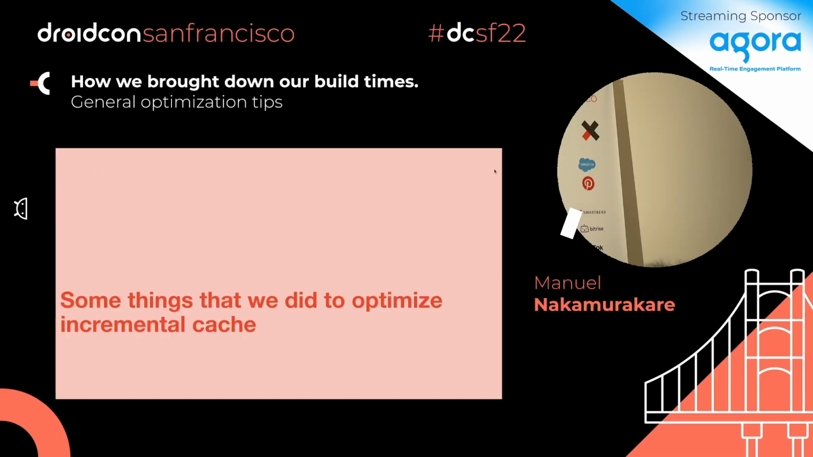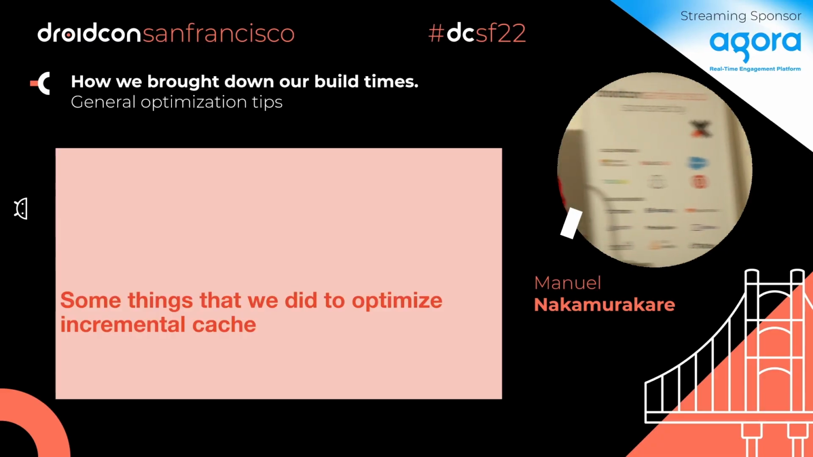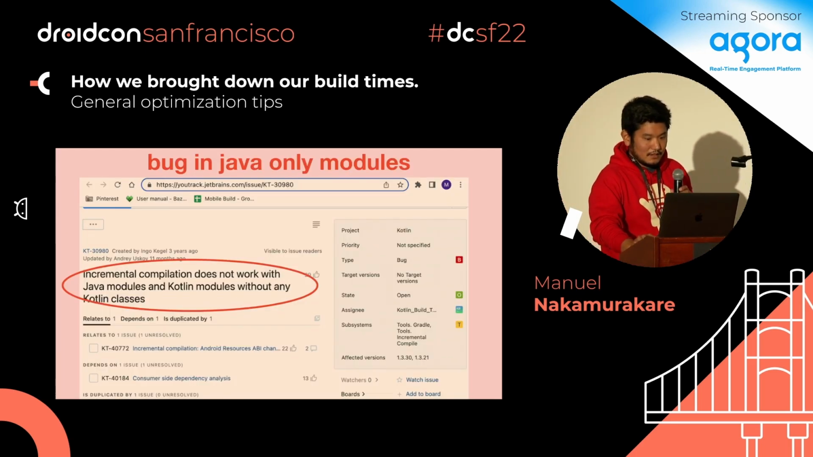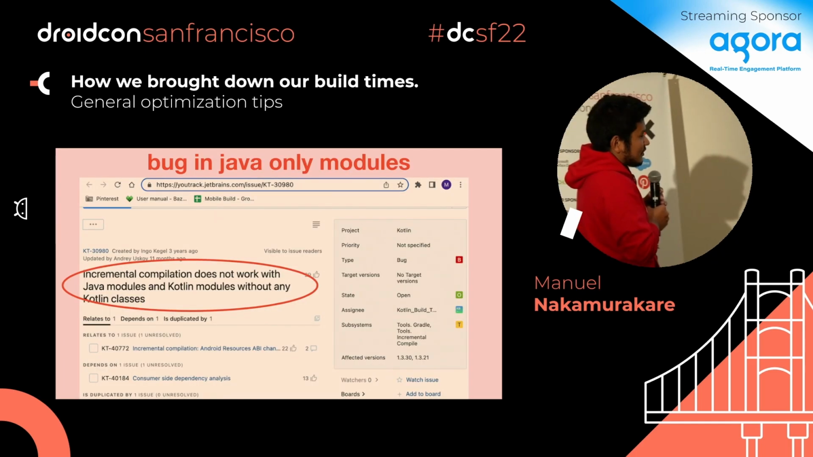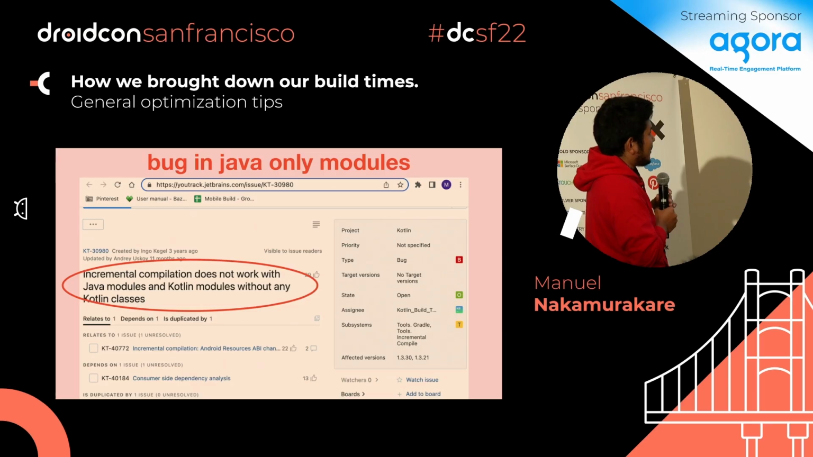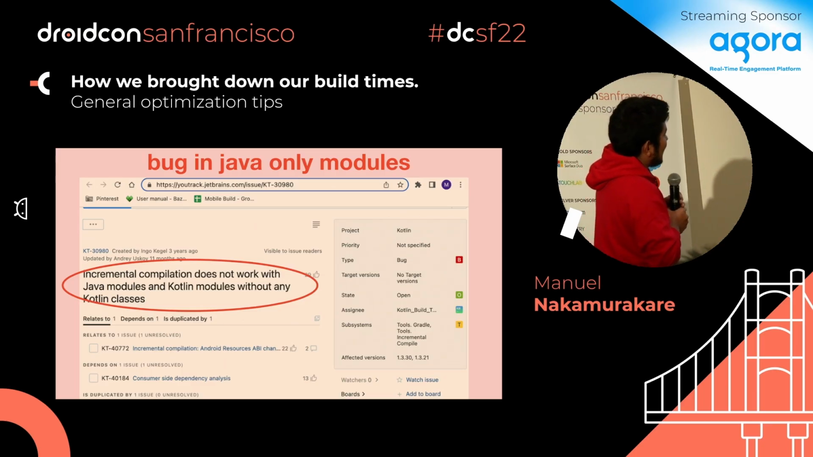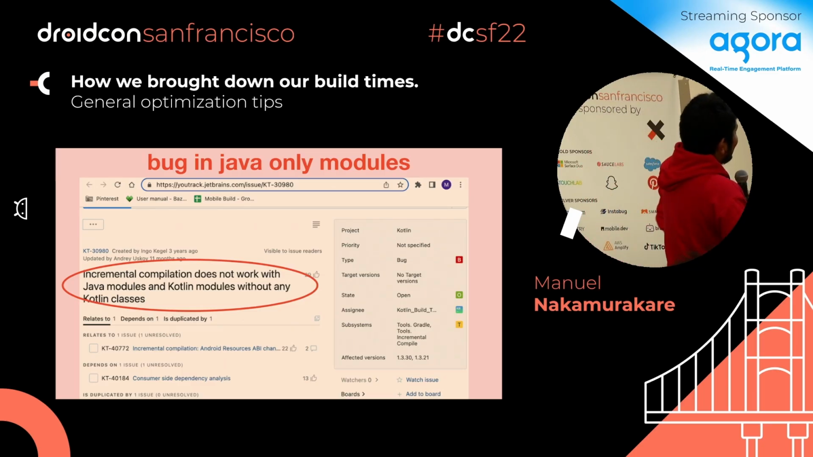What are some things that we did to optimize our incremental cache? So we found that whenever we were making changes in Java-only modules, the incremental cache was not working properly. And we found this bug. Basically, incremental compilation does not work with Java modules and Kotlin modules without any Kotlin classes.